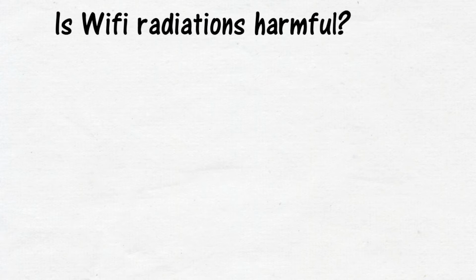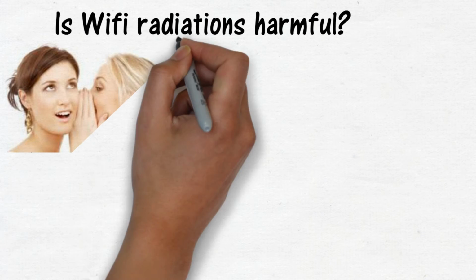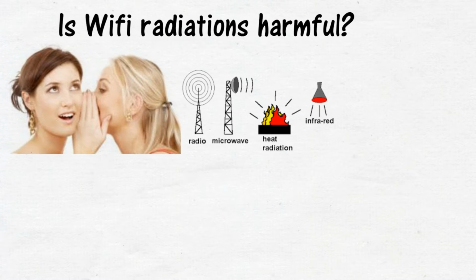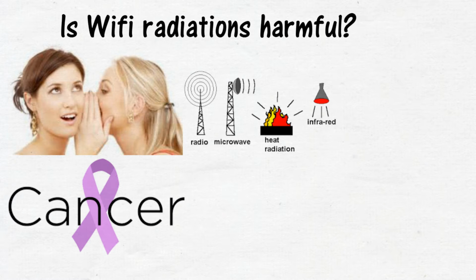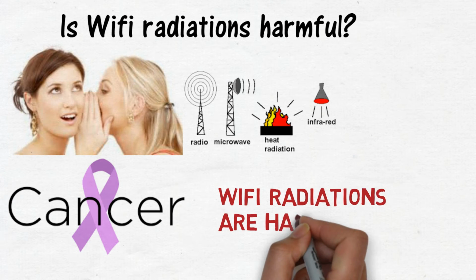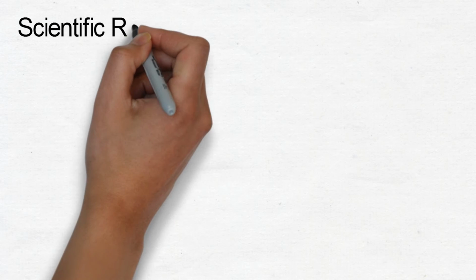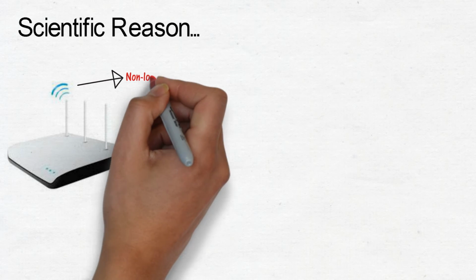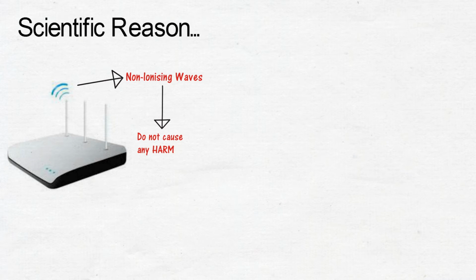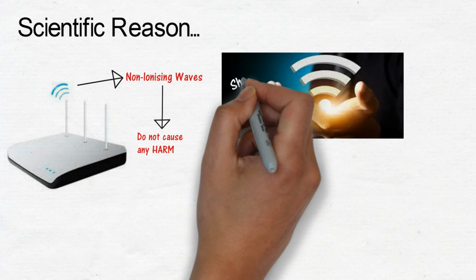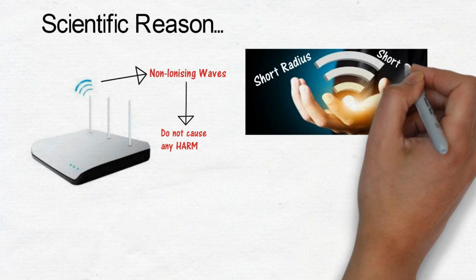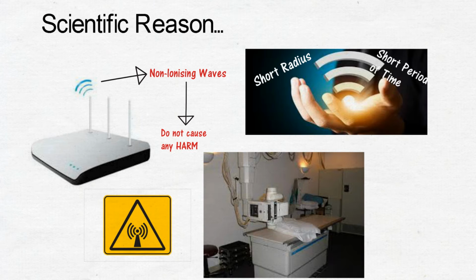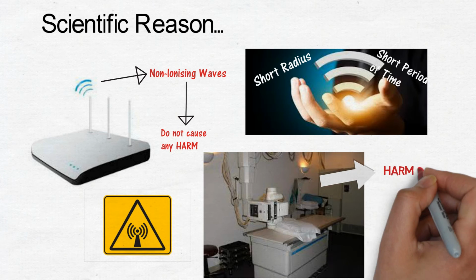Now, are Wi-Fi radiations harmful? Well, we have heard a lot from almost everyone in our surroundings that Wi-Fi radiations cause cancer. But the truth is that Wi-Fi radiations are harmless. The scientific reason behind it is that the radio waves emitted by the router are non-ionizing waves, which do not cause any harm. And these waves disappear within a short radius and a short period of time. Whereas the ionizing waves emitted by X-ray machines, etc., are harmful and can cause cancer.